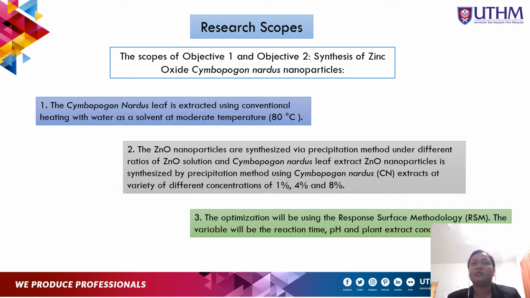Second, the zinc oxide nanoparticles are synthesized via the precipitation method under different ratios of zinc oxide solution and Cymbopogon leaf extract. Zinc oxide nanoparticles are synthesized via the precipitation method using Cymbopogon extract at a variety of concentrations of 1%, 4%, and 8%. And lastly, the optimization will use response surface methodology, RSM. The variables will be the reaction time, pH, and the plant extract concentration.